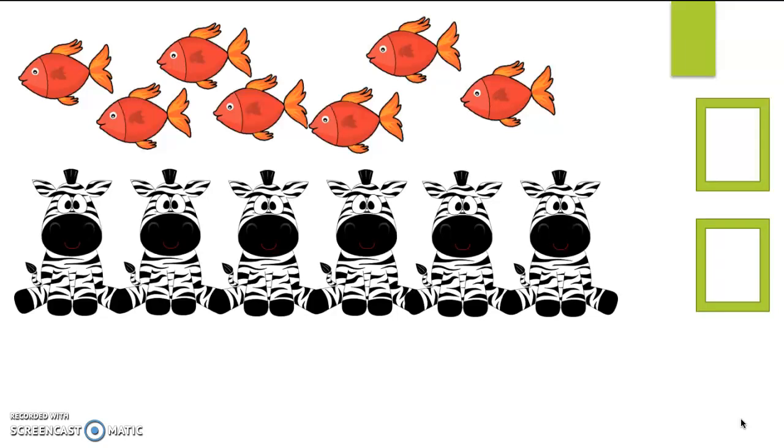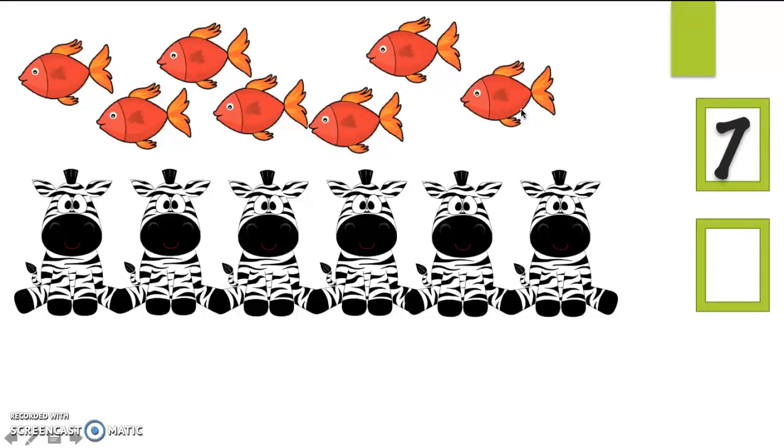All right, here we have fish and zebras. So how are we going to start this out? Before we can compare them, what do we have to do? Of course, we have to count them. Now I see the fish are kind of zigzag, so I don't know how many are there. Let's count them very slowly. 1, 2, 3, 4, 5, 6, 7.